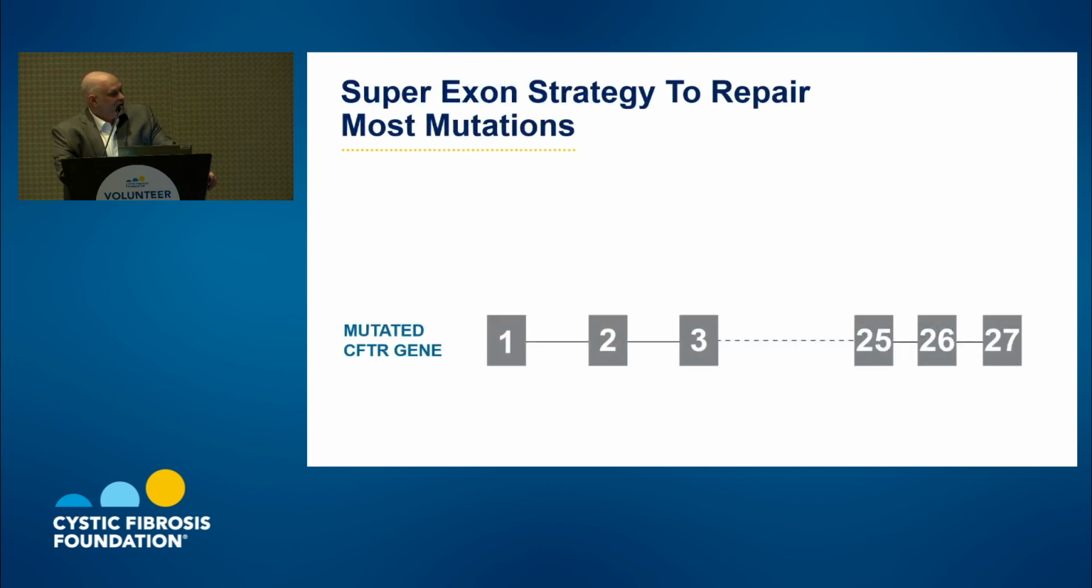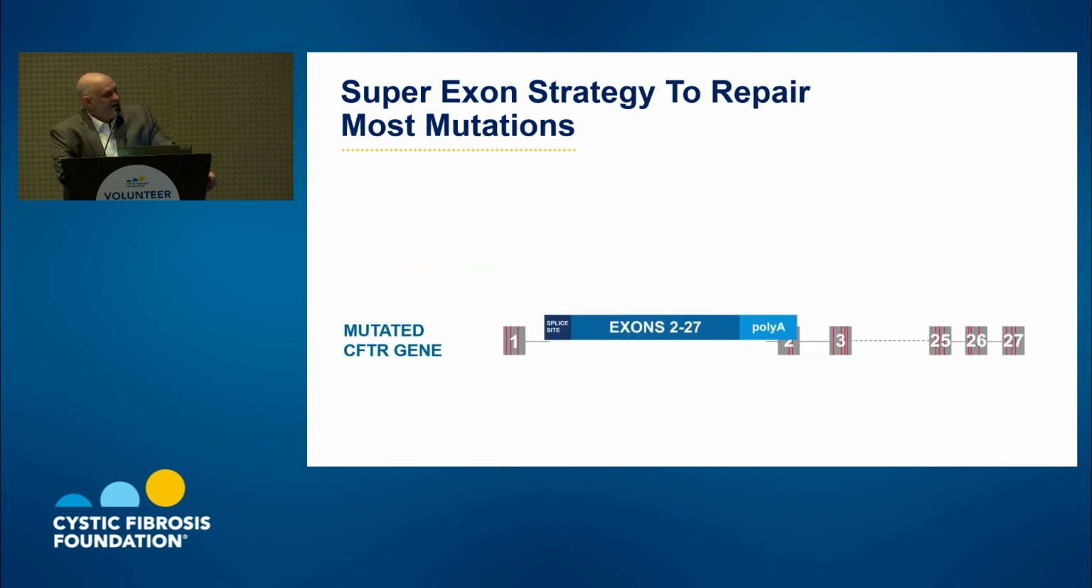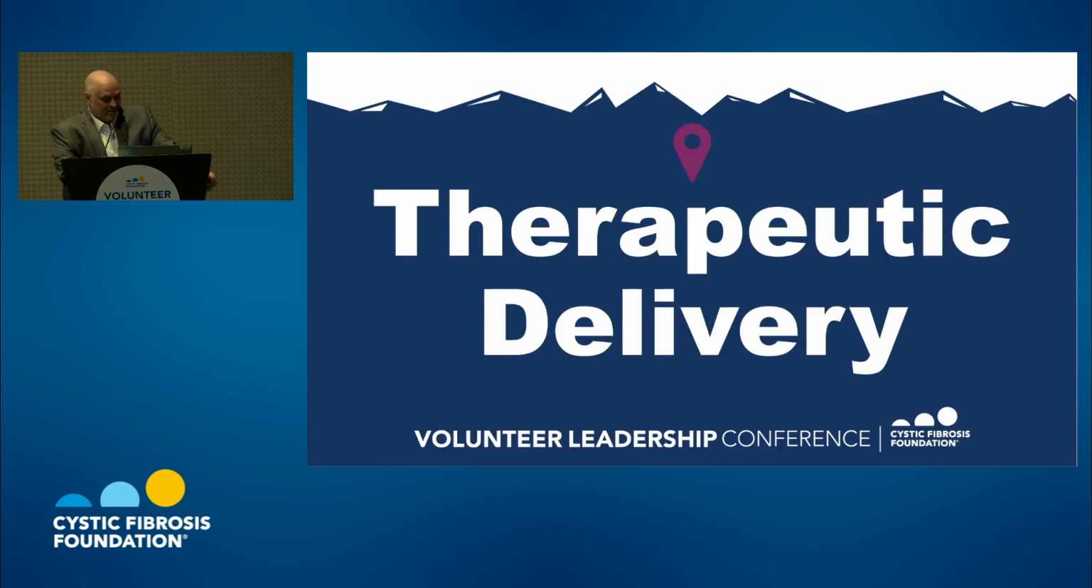And very quickly, what does this look like? So here's our normal copy of CFTR on the chromosome. Each of these little red lines indicates the potential mutation that you'd find across the gene. What we would do is engineer what we call a super exon, a coding piece of the DNA that in this case we're going to stick behind exon 1, which is the gray box shown on the far left.